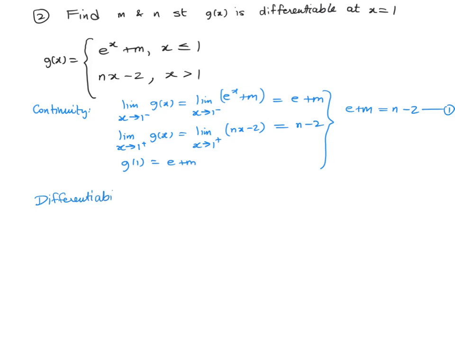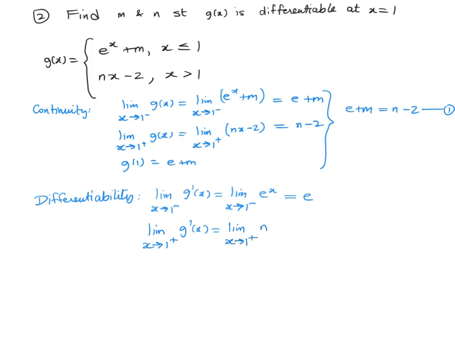So once I've got continuity taken care of, I now have to check the derivative. So the limit as x approaches 1 from the left of g prime of x, well, that would be the limit as x approaches 1 from the left. The derivative of e to the x plus m is just e to the x. And of course, as I evaluate at 1, I get e to the 1, or just e. But when I do the limit as x approaches 1 from the right of g prime of x, now I'm taking the derivative of this, and the derivative of nx minus 2 is just n, and it's not going to change with what x is doing, so it's equal to n.